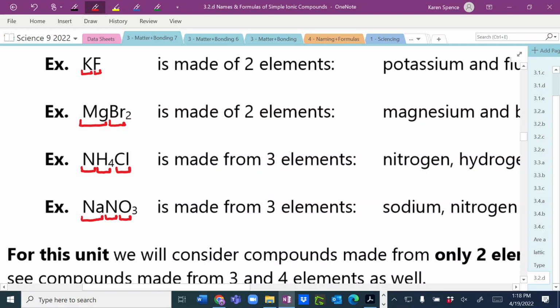In this unit, we are only going to concern ourselves with 2-element compounds. Next unit, unit 4, we'll do stuff with 3 elements, okay? But this unit's just going to be 2.